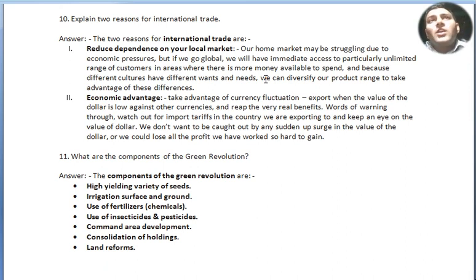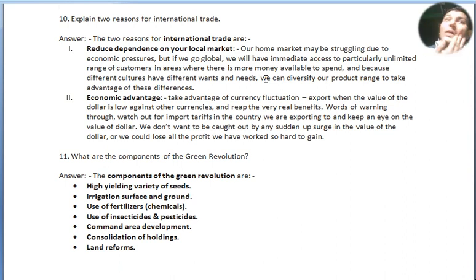Point number 2, economic advantage. Take advantage of currency fluctuation. Export when the value of the dollar is low against other currencies and reap the very real benefits. Words of warning: watch out for import tariffs in the country we are exporting to, and keep an eye on the value of the dollar. We don't want to be caught out by any sudden upsurge in the value of the dollar, or we could lose all the profit we have worked so hard to gain.